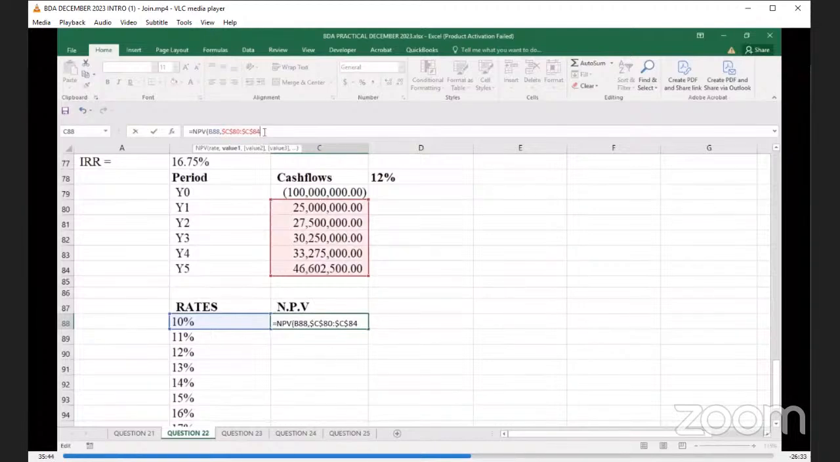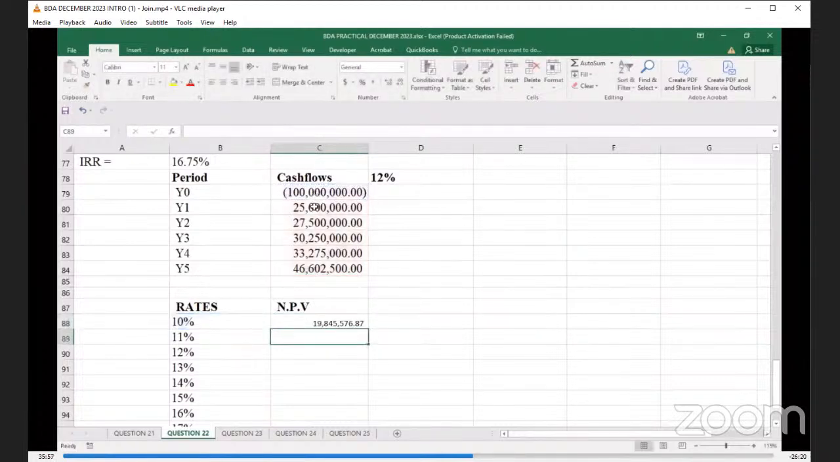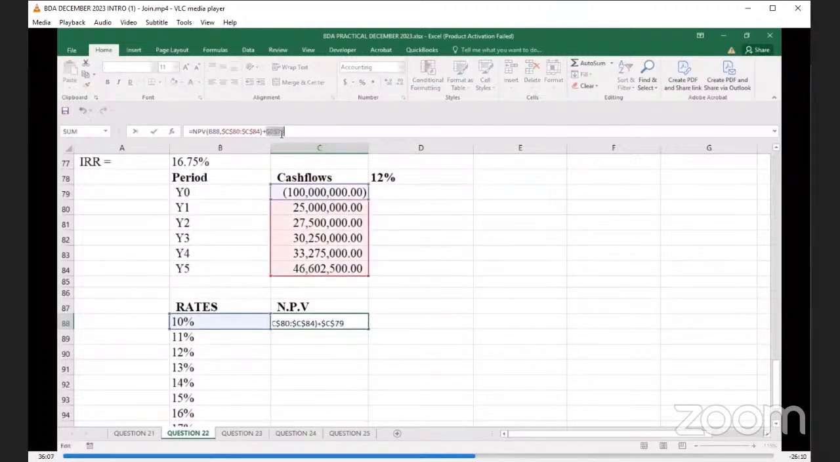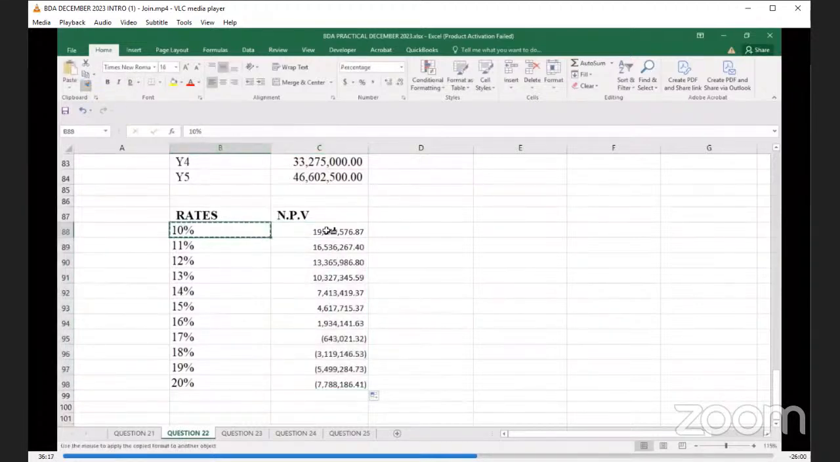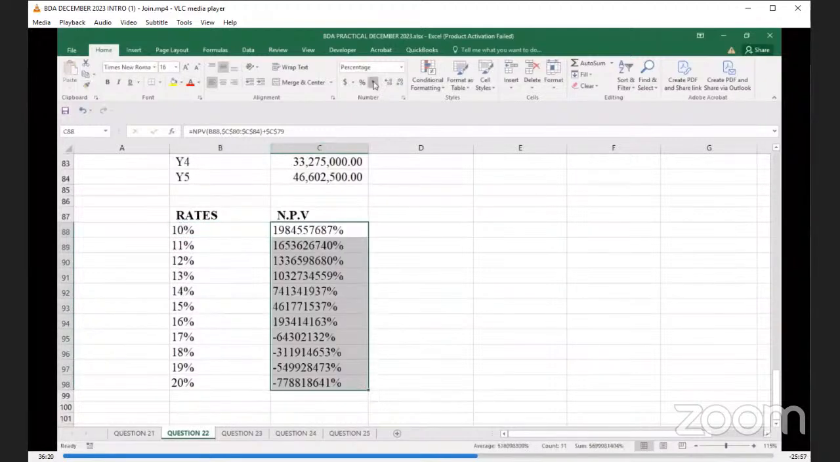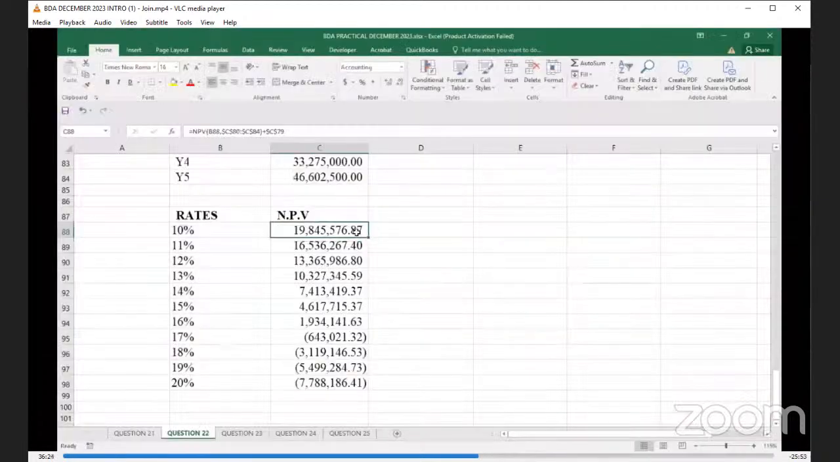At this point, remember, we need to include our initial outlay. Our initial outlay was 100 million. So once I have that, I just have my total, and this will be our NPV. Because our initial outlay will be the same, I'm also going to lock that. So the next thing I'm going to do is fill down. You see, it will give us our NPV also. So literally, these will be our NPVs for each and every rate I'm having.